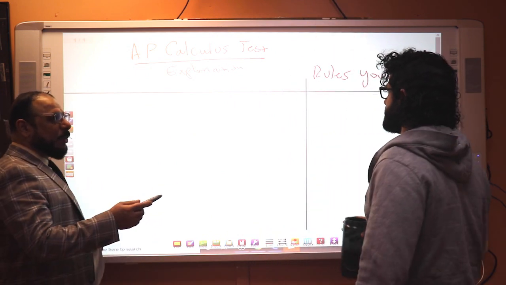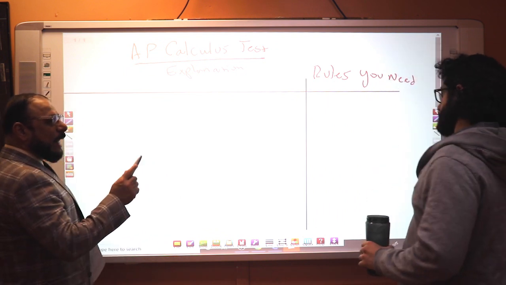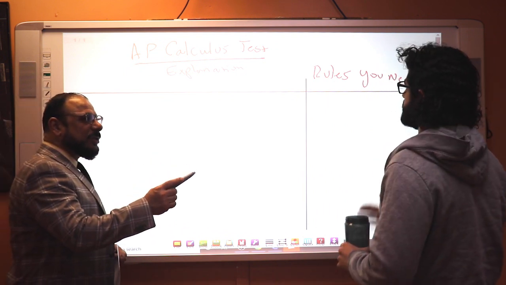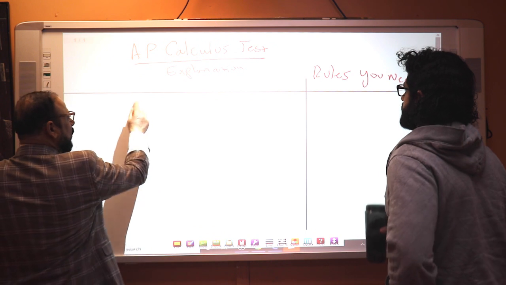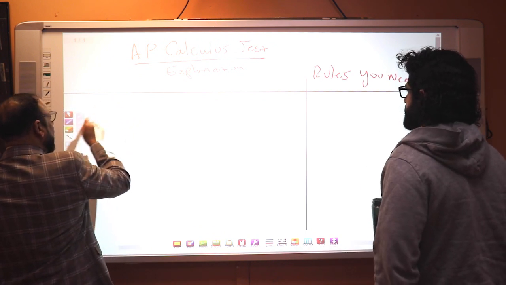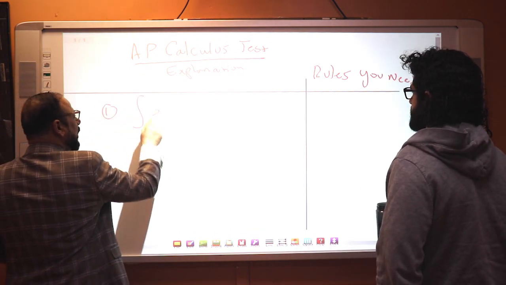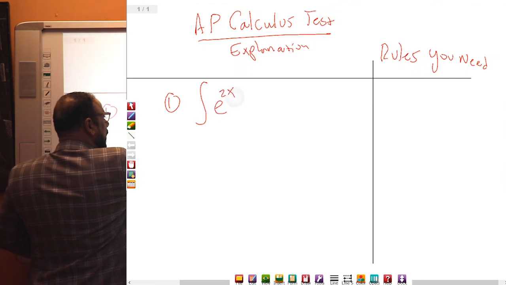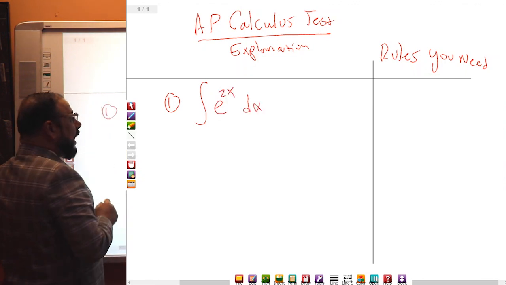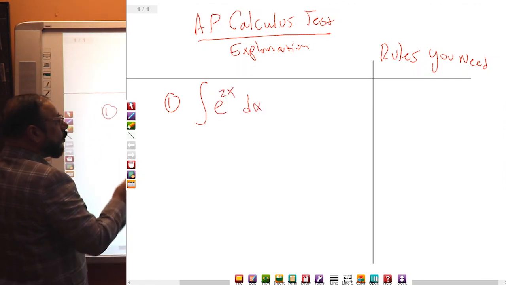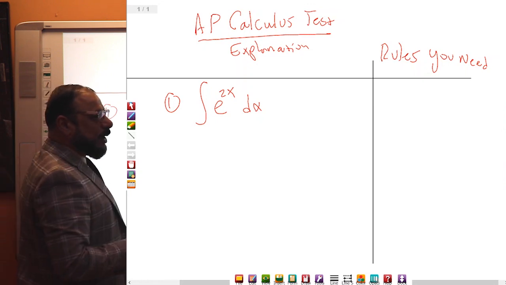Ismail, we're going to discuss the first thing, how we differentiate exponential functions and integrate exponential functions, which is problem number 1. If you remember, Ismail, the problem was the integration of e to the 2x dx. And I explained it for you. Now, I'm going to give you all the rules for this.